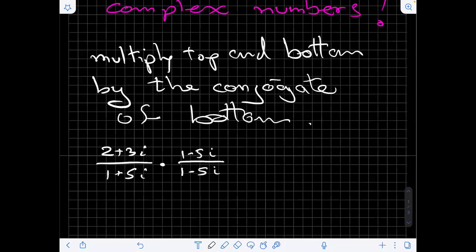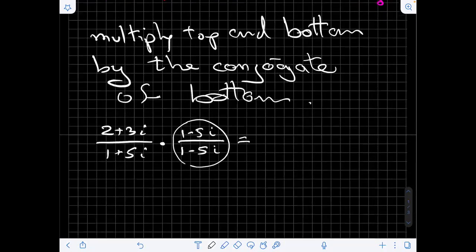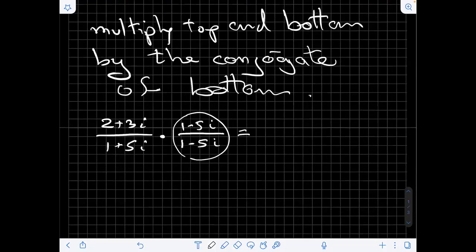The first thing we have to pay attention to is that by doing that, 1 minus 5i divided by 1 minus 5i is 1, because every number divided by itself is 1. So we're not actually changing the value, but we are changing the way it is written. The reason we do this is because we want the bottom to not have an i in it. That means we won't have a square root. We've done that also in real numbers where we wanted to cancel the root on the bottom. So we're going to start multiplying.